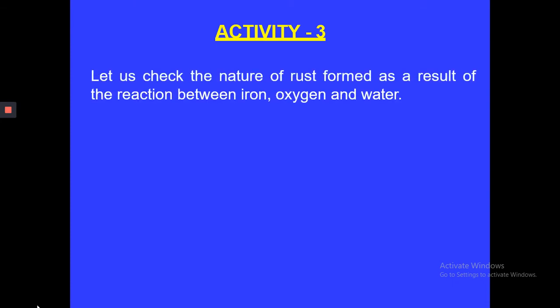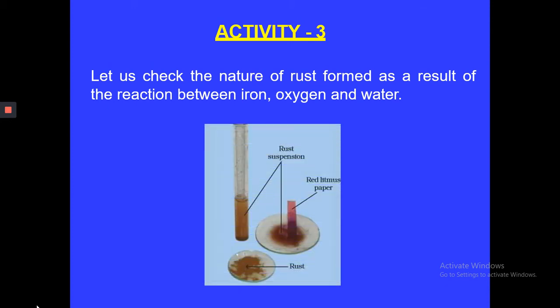Now, we will perform an activity. Let us check the nature of the rust formed as a result of the reaction between iron, oxygen, and water. What is rust? When iron reacts with oxygen and water, a brown colored layer forms on the upper side of the iron. This is called rust.